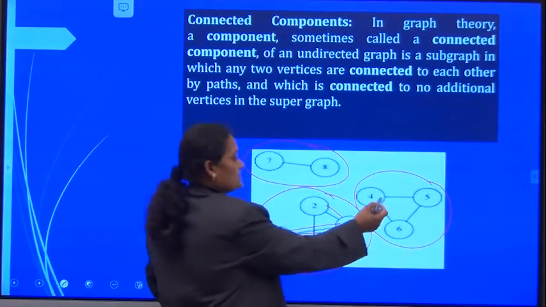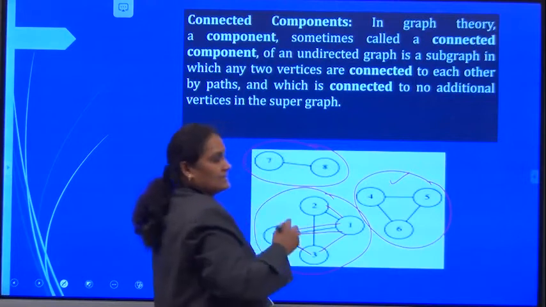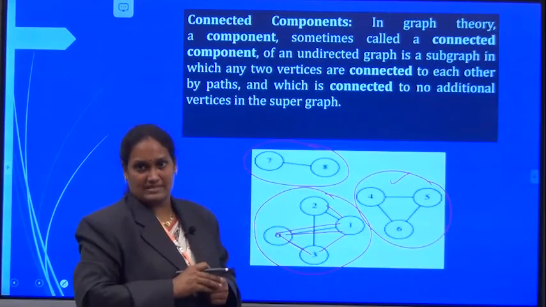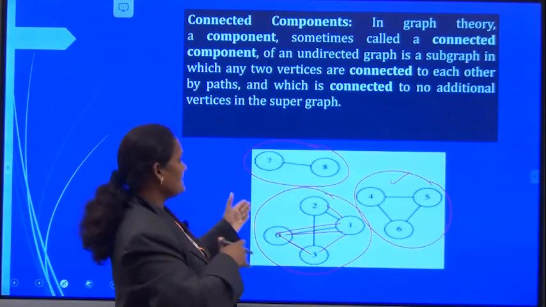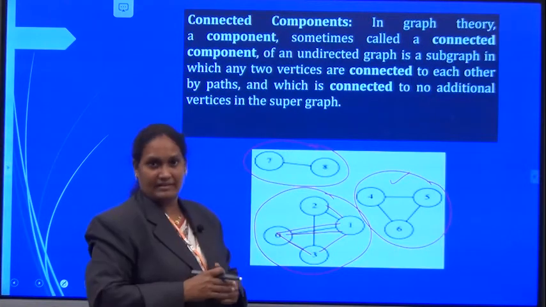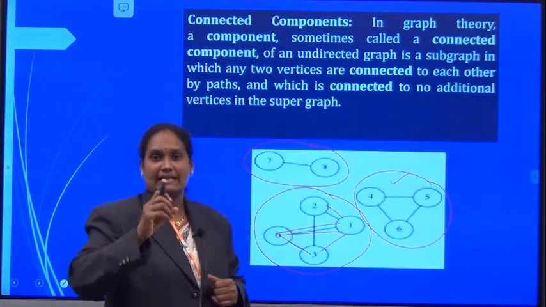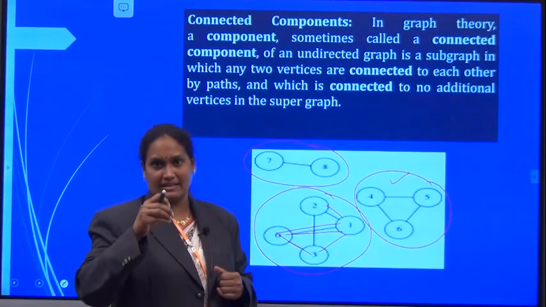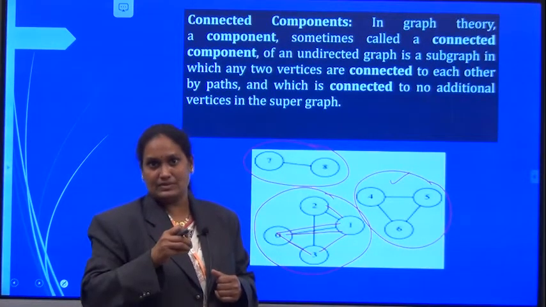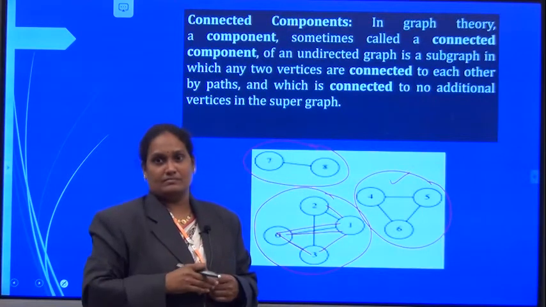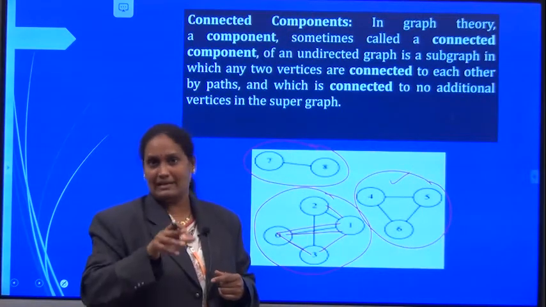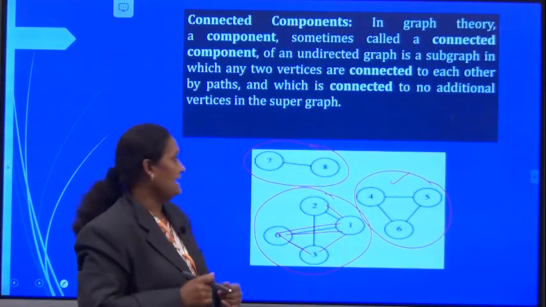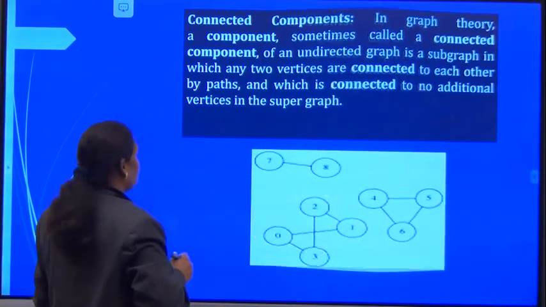Now if you observe this component, here also there is a path between every pair of vertices. So we can say that these 3 components are connected components. So what is a connected component? A subgraph of a given connected graph which is itself connected. The subgraph should also be connected, so it is called a connected component.